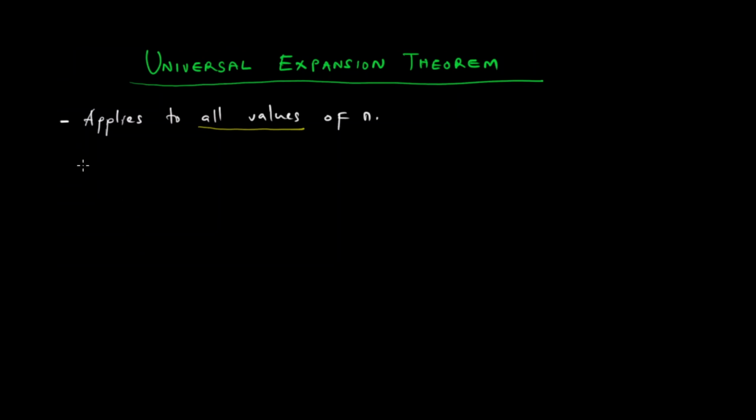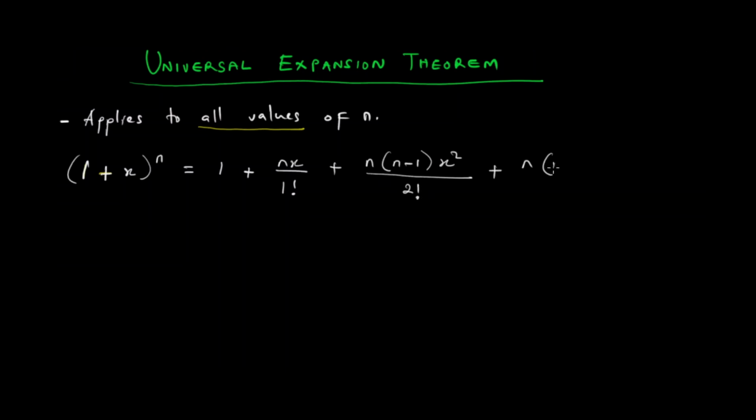What does it say? It says (1 plus x) to the power n, like this, is equal to 1 plus nx over 1 factorial, plus n times (n minus 1) x squared over 2 factorial, plus n times (n minus 1) times (n minus 2) x cubed over 3 factorial, and so forth.